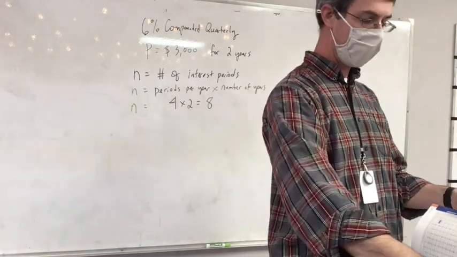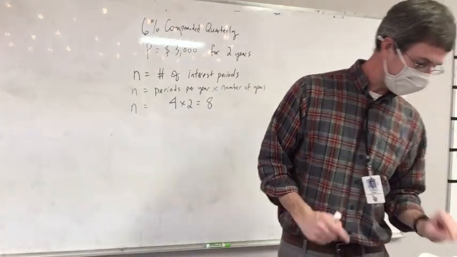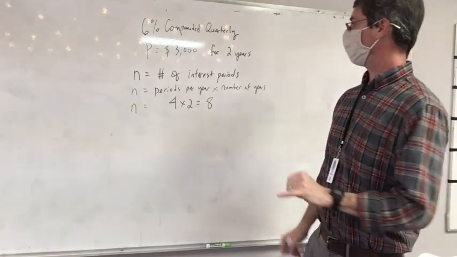Okay. So let's go back to A11, okay? We need to figure out the rate per period, and we can do that. Let's look at step 2 on page 228. It says find the interest rate per period.